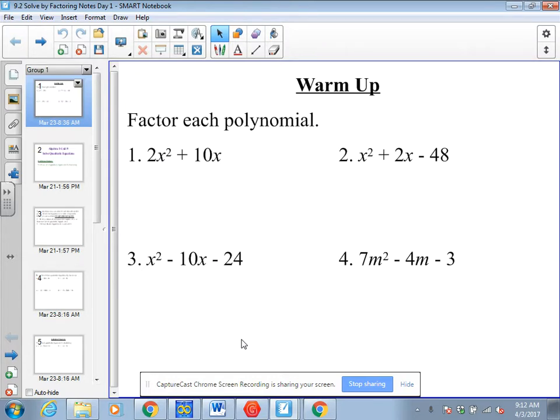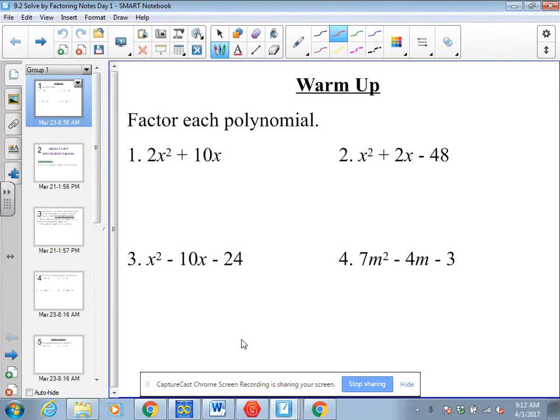We are continuing to talk about solving quadratics. Yesterday we talked about solving by looking at a graph. Today we're going to talk about factoring. So before we get into the lesson itself, we're going to do a little recap on how to factor. We did this on Monday, so this should be a pretty good review.